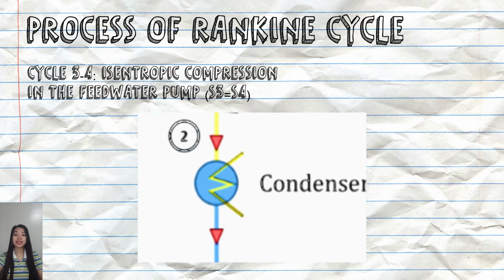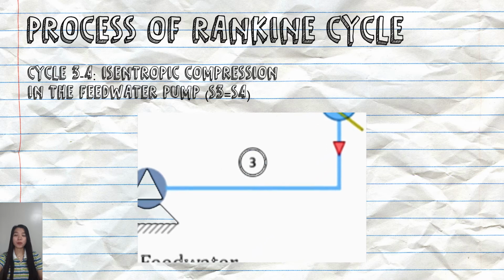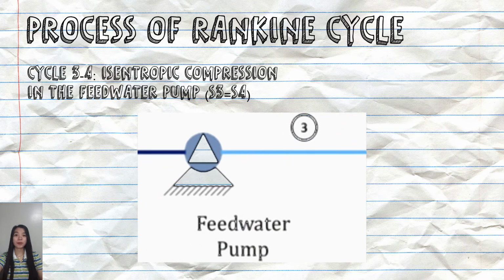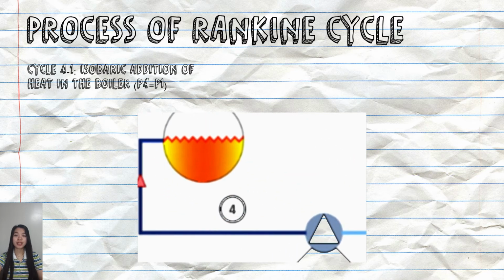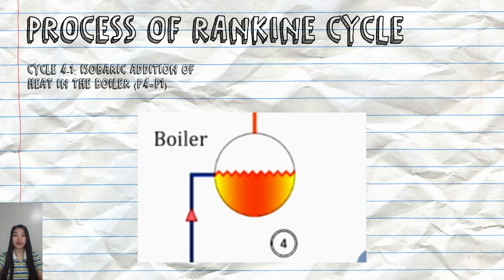Next is from point 3 to point 4, or the isentropic compression in the feed water pump. The pressure of the condensate is raised in the feed pump, where S sub 3 is equal to S sub 4. Lastly, from point 4 to point 1 is the isobaric addition of heat in the boiler. High-pressure liquid enters the boiler from the feed pump and is heated to the saturation temperature, where P sub 4 is equal to P sub 1.